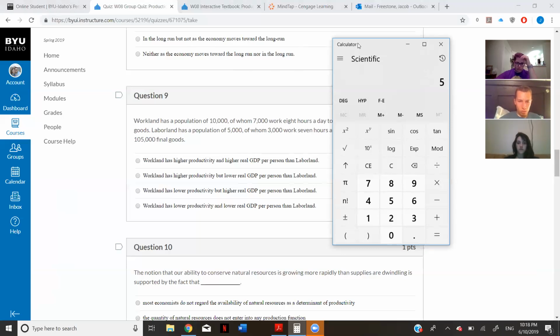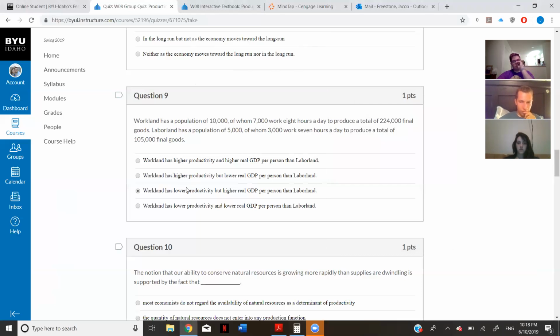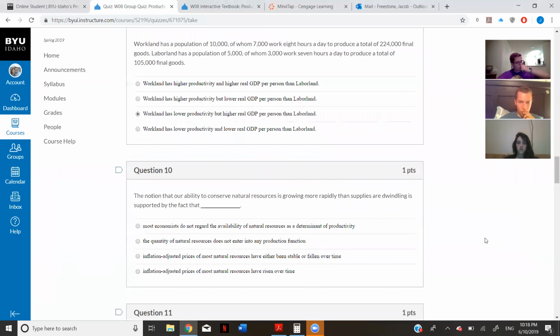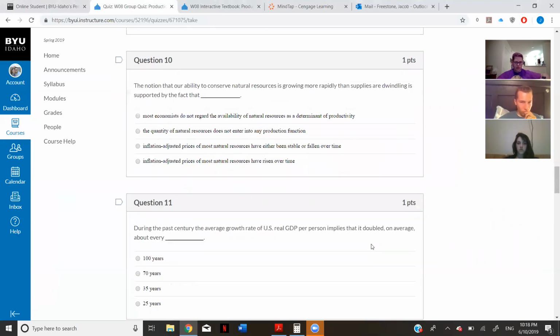It's 5, yeah. So yeah, it's C. Okay. Cool. So number 10, the notion that our ability to conserve natural resources is growing more rapidly than supplies are dwindling is supported by the fact that... I put C. Yep. Yeah. Is that what you put? Yeah.